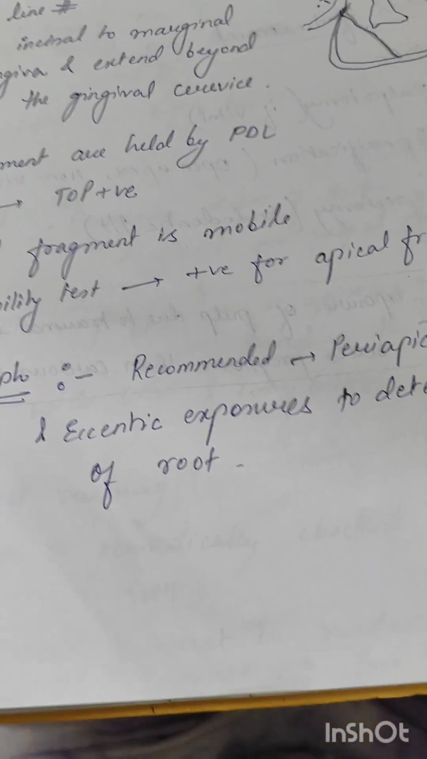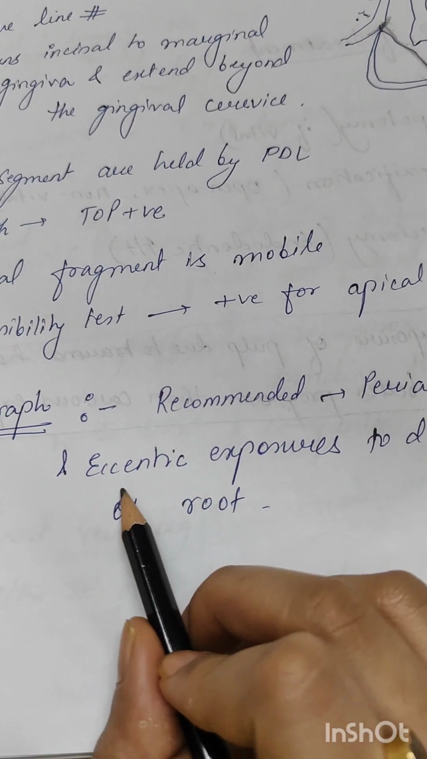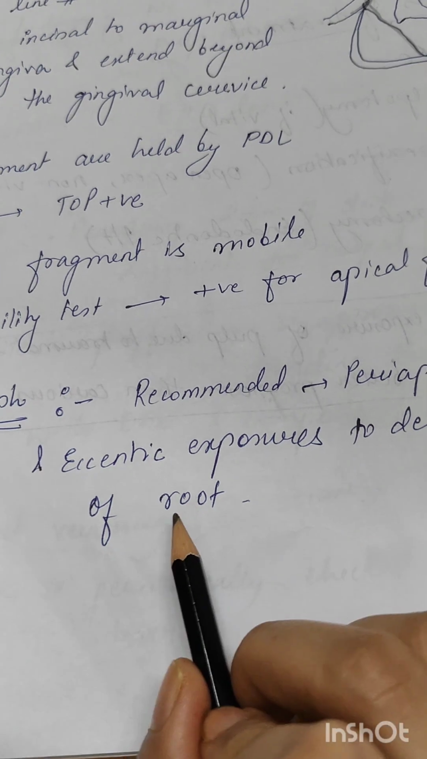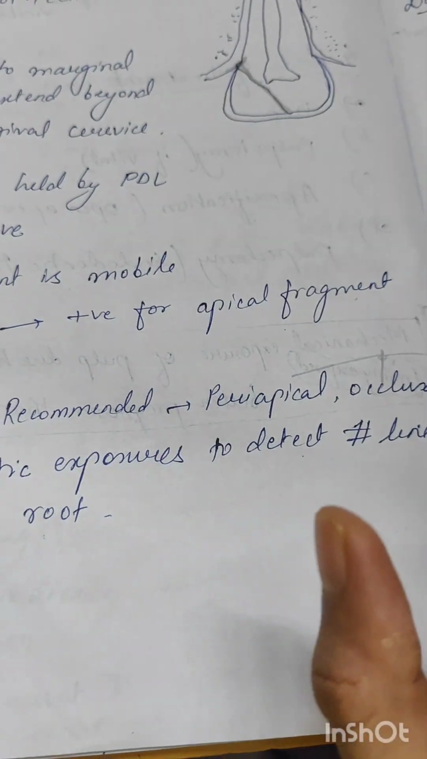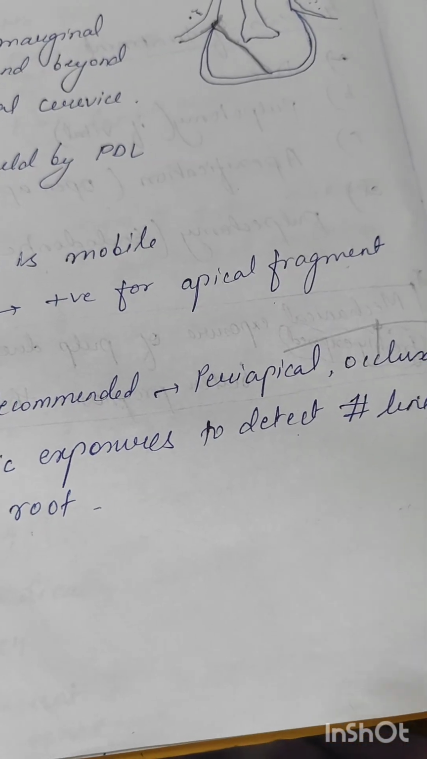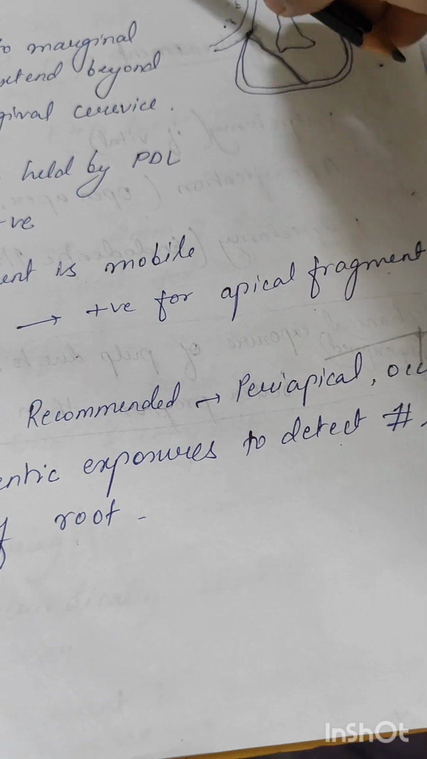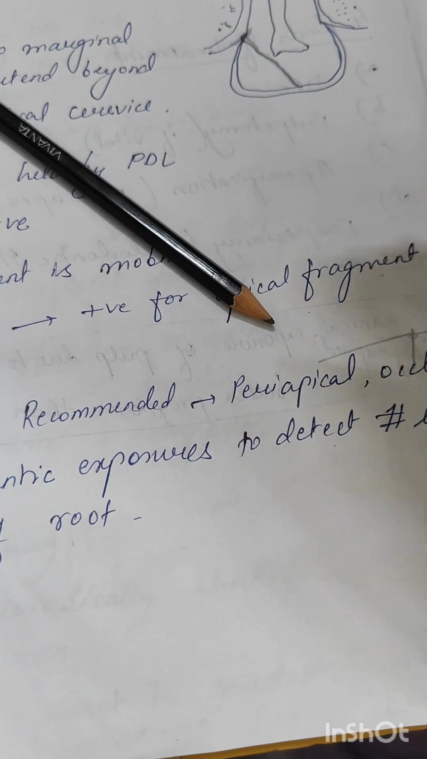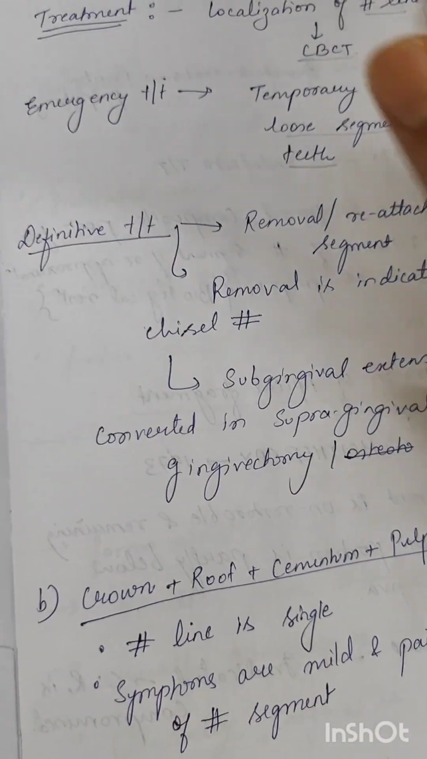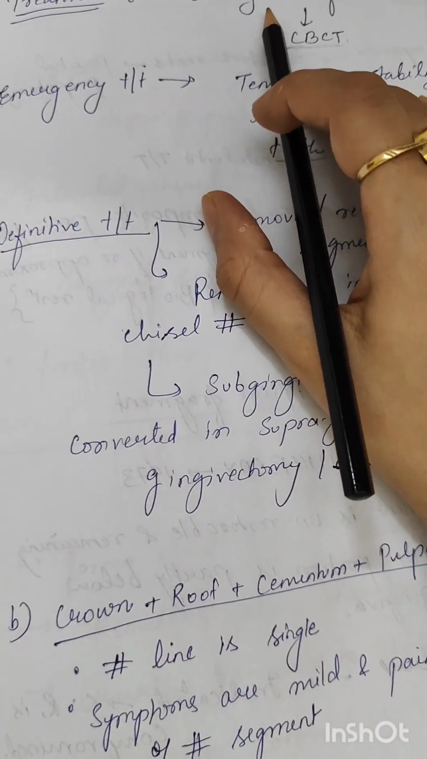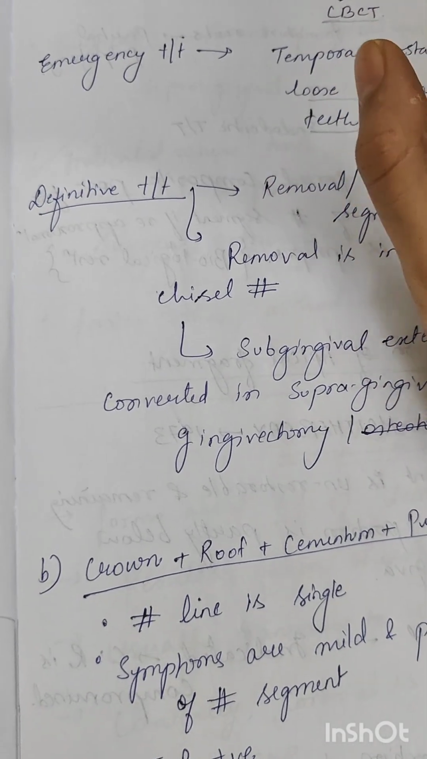Now radiograph: it is recommended to take periapical, occlusal and eccentric exposures to detect the fracture line of the root. Again I am repeating, periapical, occlusal and eccentric exposures to detect the fracture line of the root. Different angulations will be needed to evaluate the exact fracture location and line. Now what will be the treatment? For localization of the fracture line, CBCT is the best choice.